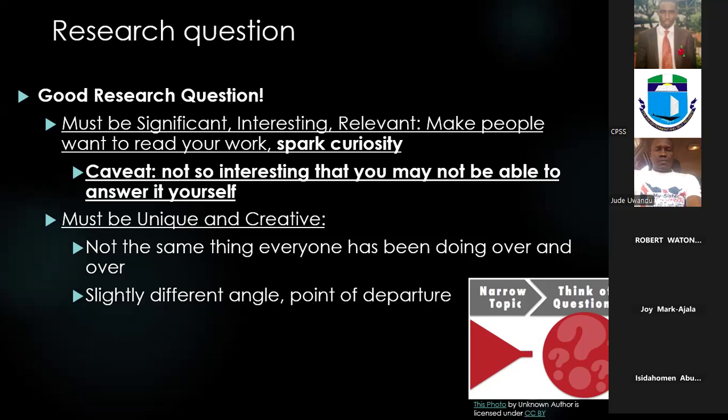Okay, so it must be significant, it must be interesting, it must be relevant. Are you investigating something that nobody is interested in or nobody considers a problem? I think in River State, we have enough issues to investigate for peace and conflict. Linking it even back to security, there is enough to investigate now. So do something that is interesting, something that makes other people want to say, wow, I want to read that work. Not just another one, okay.